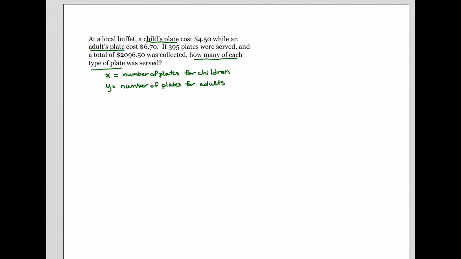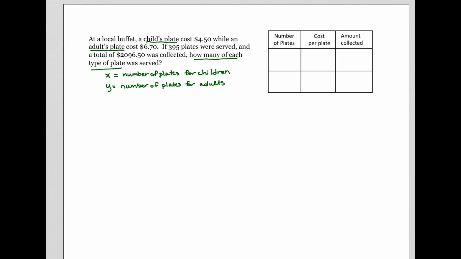Now that we know what we're looking for and we have placed variables for those values, we can proceed by organizing our information. Often, I like to organize my information in the form of a chart. It kind of puts everything together in one nice little package. So let's put a little chart here. I have a chart where the first column consists of the number of plates, the second column consists of the cost per plate, and the third column consists of the amount collected.